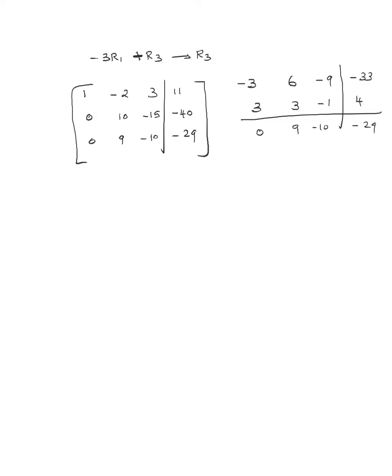So we made the first column 1, 0, 0. The next one, our job is to make the second element 1. How do I do that? You divide by 10. So 1/10 of row 2 goes to row 2. Row 1 is going to remain the same. So it's going to be 0, 1, -3/2, and -4. And then write the third row as it is.